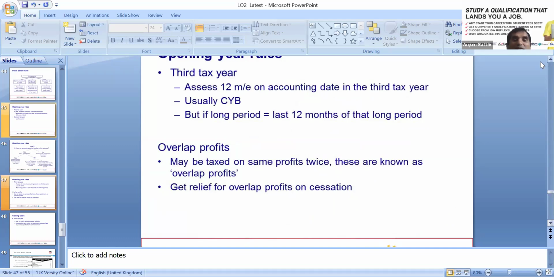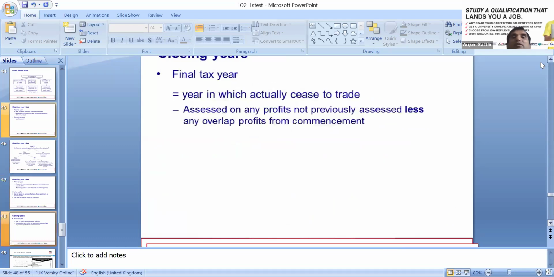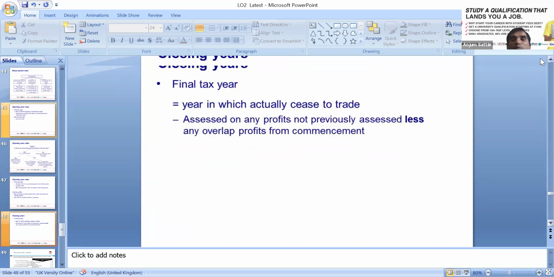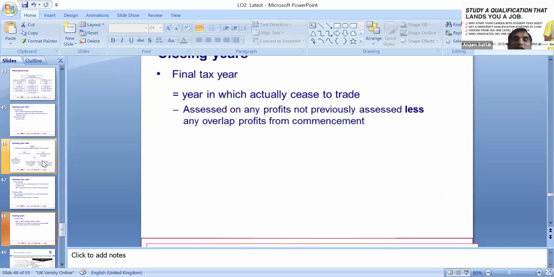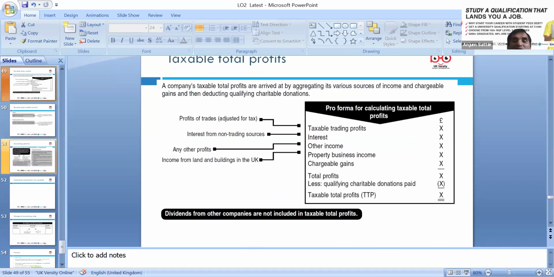Sometimes we need to apportion it, because sometimes we're not sure which is the exact profit in which year. We can use the proportional rule. Okay, so closing years, the final year, the year the business actually ceases the trade. If any profit has not been assessed in the previous year, less any overlap profit from the commencement, we can make adjustments, and then we can pay the tax accordingly, and we can calculate the tax liability.